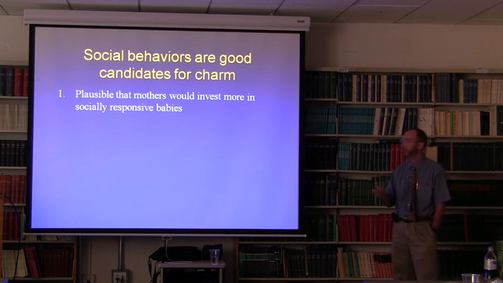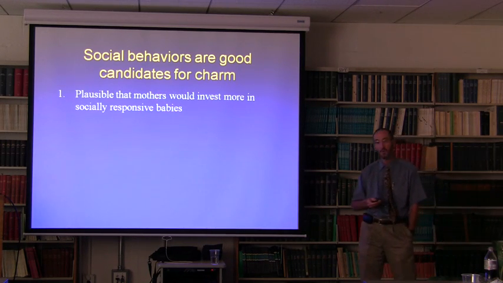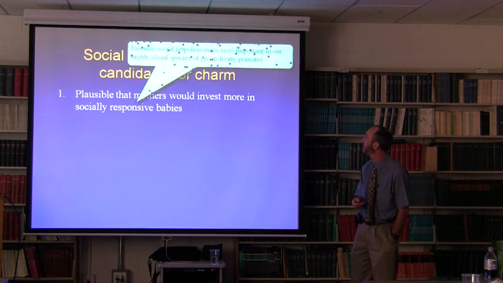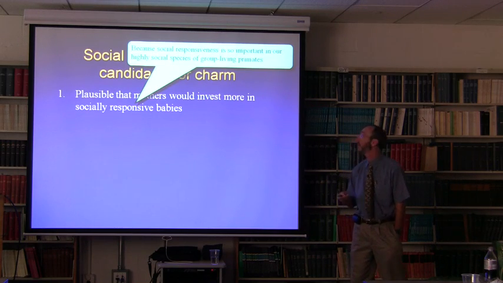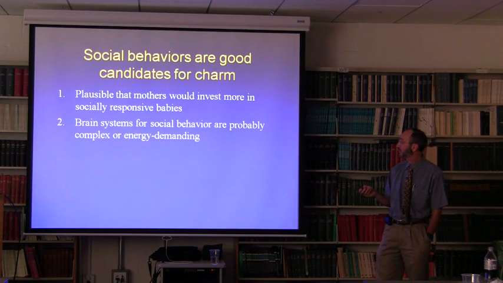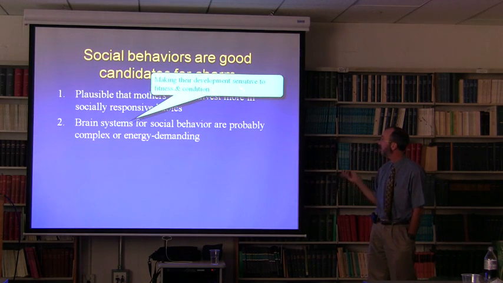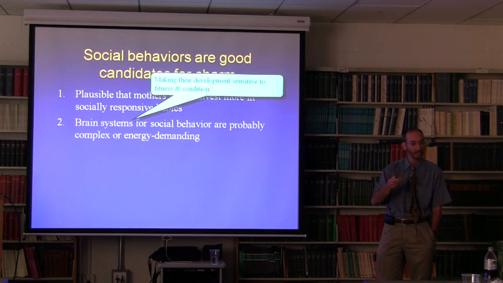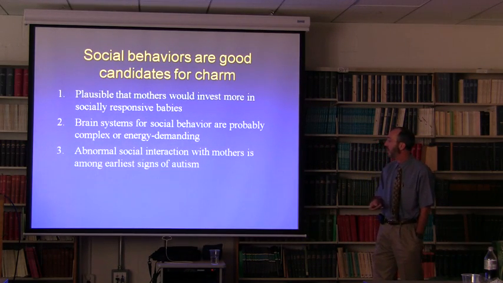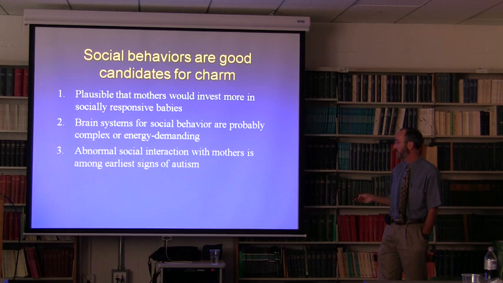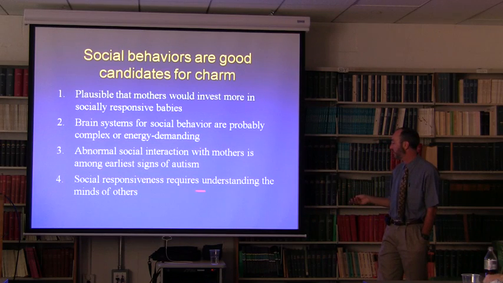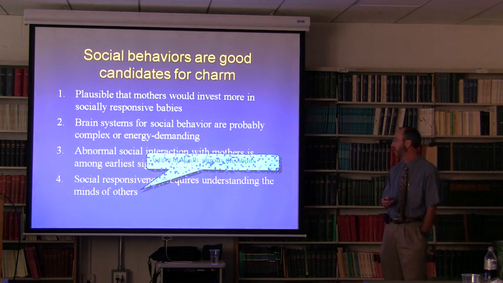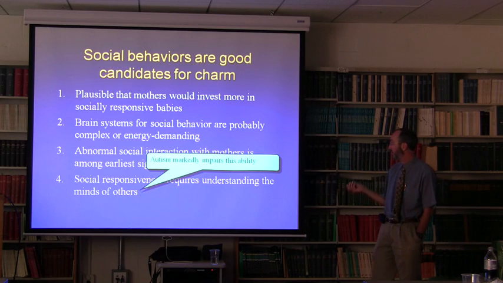Social behaviors are good candidates for charm because it's plausible that mothers would invest more in socially responsive babies, because social responsiveness is so important to our highly social group of primates. Brain systems for social behavior are probably complex or energy demanding, making their development sensitive to fitness and condition, which is a crucial part of a fitness indicator. Abnormal social interactions with mothers is among the earliest signs of autism, and social responsiveness requires understanding the minds of others, and autism markedly impairs this ability.